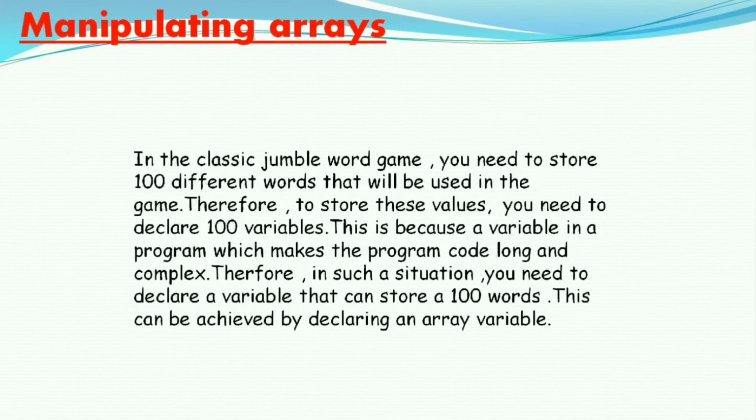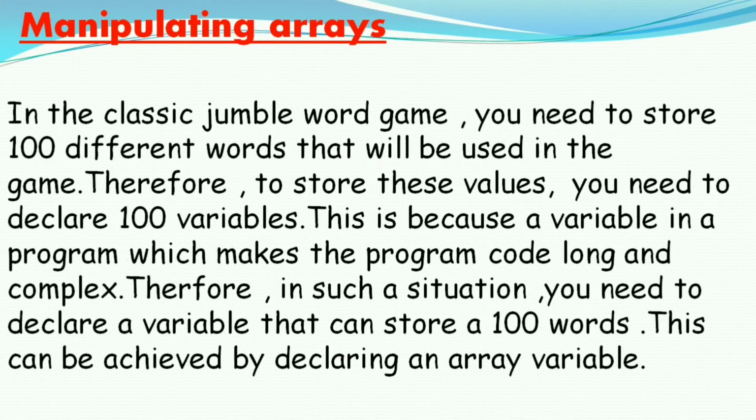Manipulating arrays. In the classic jumble word game, you need to store 100 different words that will be used in the game. Therefore, to store these values, you need to declare 100 variables. This makes the program code long and complex. Therefore, in such a situation, you need to declare a variable that can store 100 words. This can be achieved by declaring an array variable.